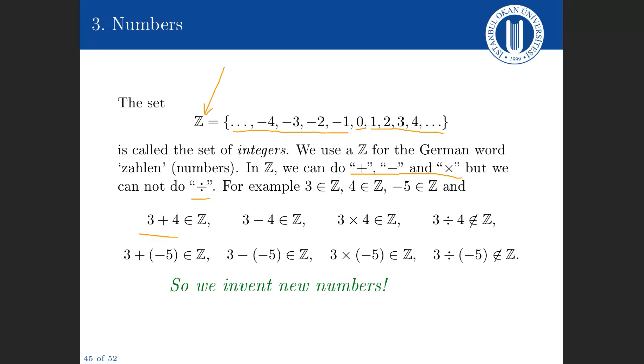Add 2 integers together, we always get an integer. Do an integer minus an integer, we always get an integer. Multiply 2 integers together, we always get an integer. But if we do integer divided by integer, sometimes we do not get an integer. So what do we do? What did humans do in our history when we first encountered this problem? We invented new numbers.